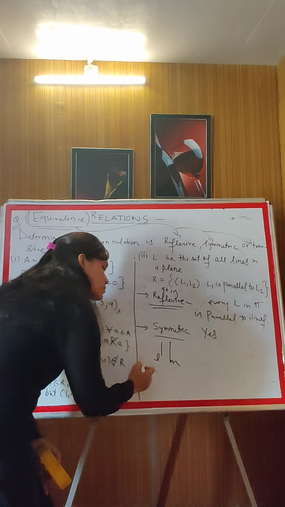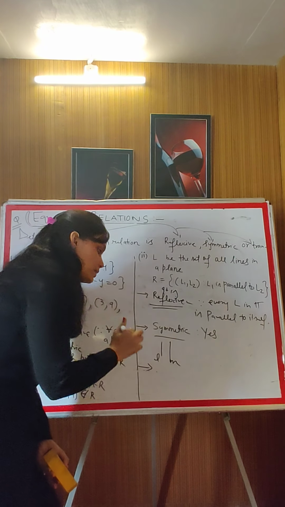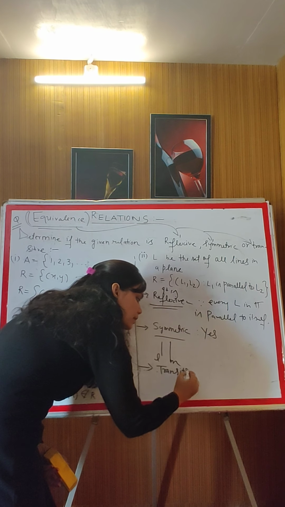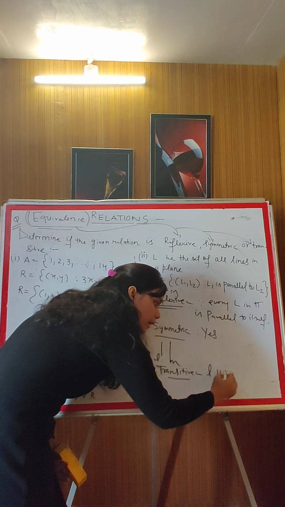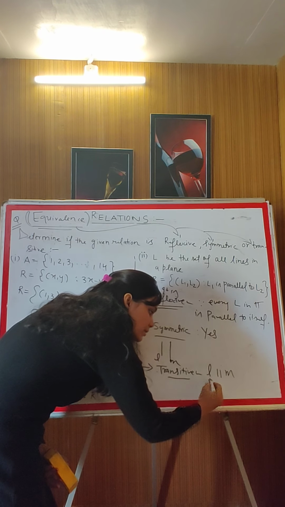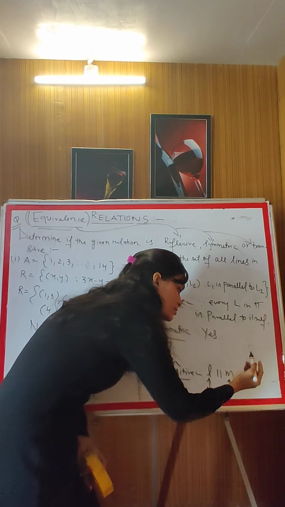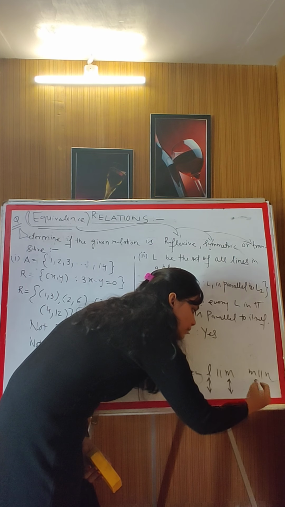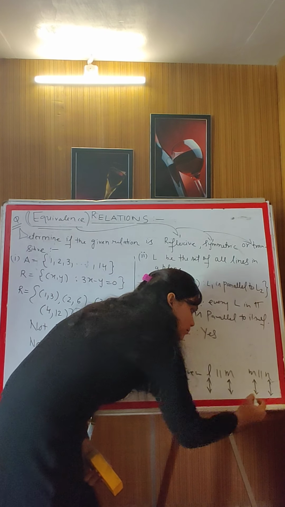And then next, transitive. In transitive, what do we do? We consider three lines. Let us consider line L is parallel to line M. Let us say this is line L and this is line M. And let us consider another pair, M parallel to N. Let us say this is N, which is parallel to the line M.